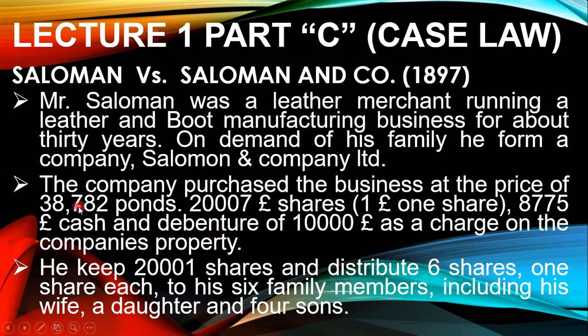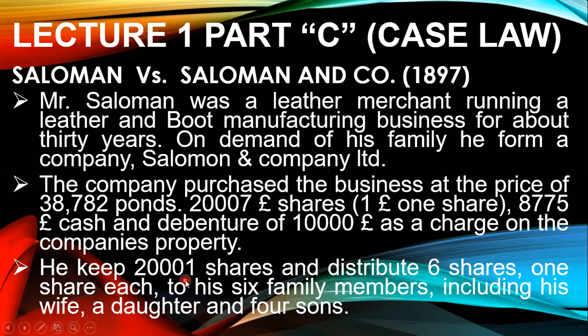So the whole amount was 38,782 pounds, out of which 20,007 pound shares were issued, 1 pound 1 share, and 8,775 was given in cash, while a 10,000 debenture was issued because the company at that time did not have such an amount, so the debenture was issued, and when the company gets profit, then they will pay the amount.